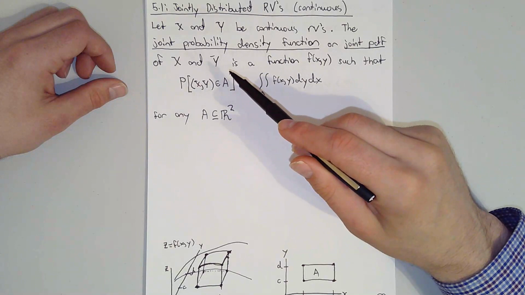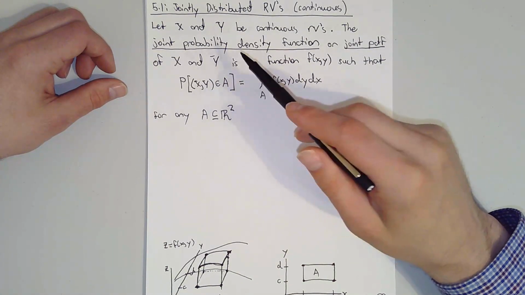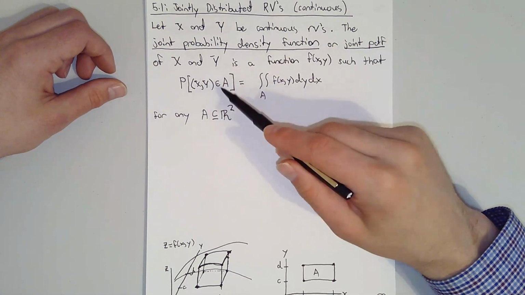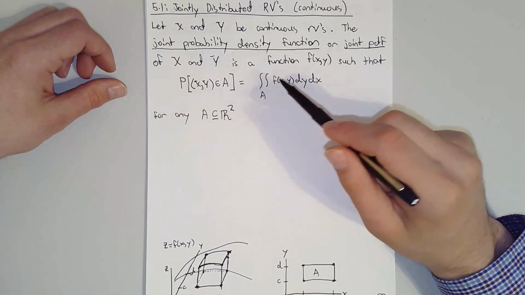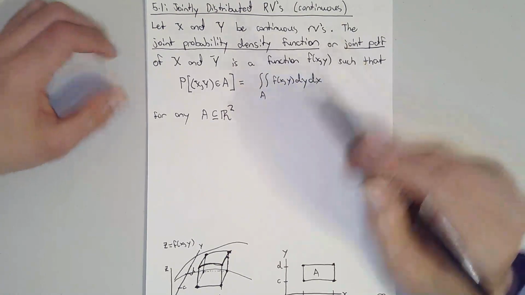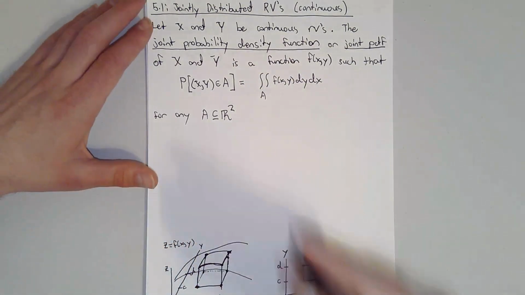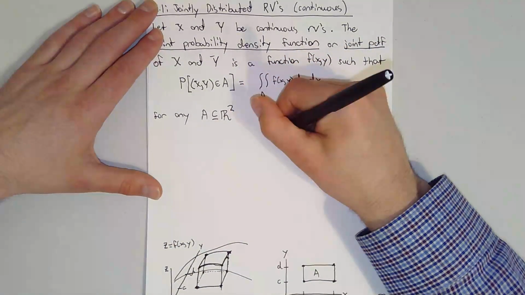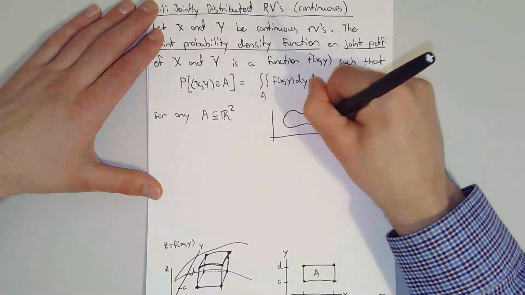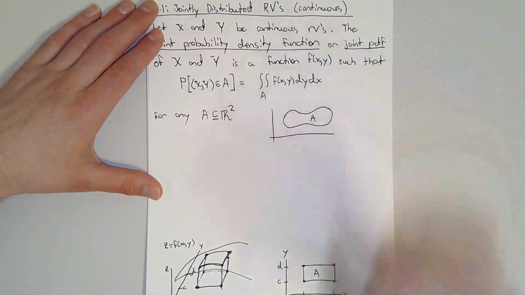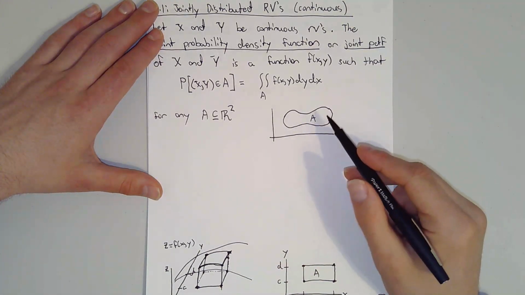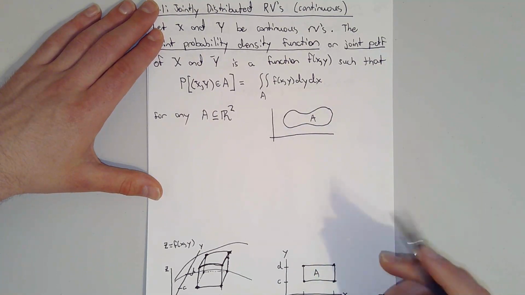For any region A that sits in R2, the probability that the ordered pair of random variables, capital X and capital Y, are in that region A is equal to the integral of little f over the region A. And this is true for any region A sitting in R2. The way to think about this is that A can be such a region. It doesn't have to be a rectangle or anything of the sort, just a region that can be integrated over.